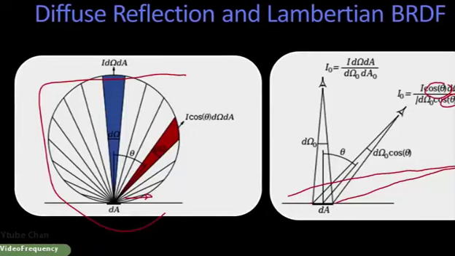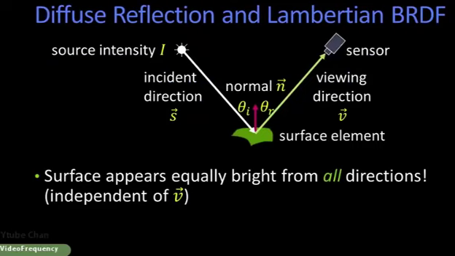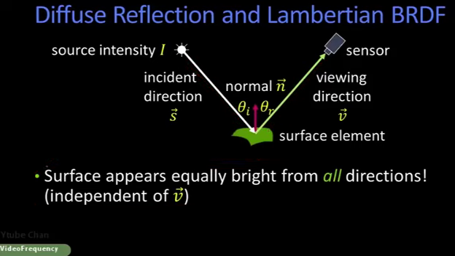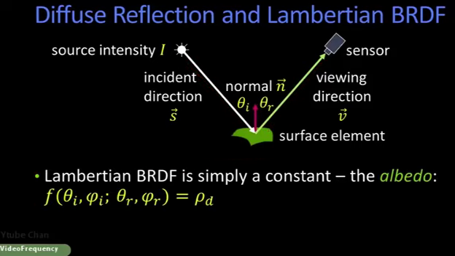What you need to know is that it appears equally bright from all directions. Here we're back to our diagram where we've got our incident light coming in, light going out in some direction, and the surface appears equally bright from all directions. That is, it is independent of your viewing direction. So one way of thinking about this is that the BRDF of a Lambertian surface is simply a constant, and that constant is referred to as the albedo, written here as rho sub d, for diffuse.